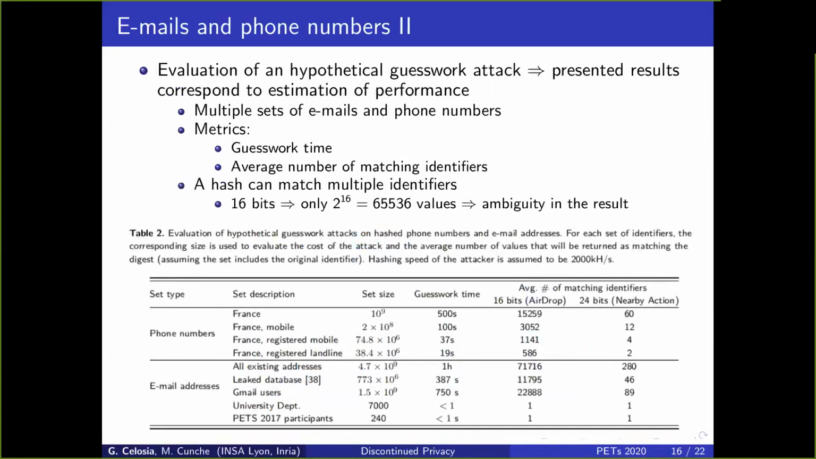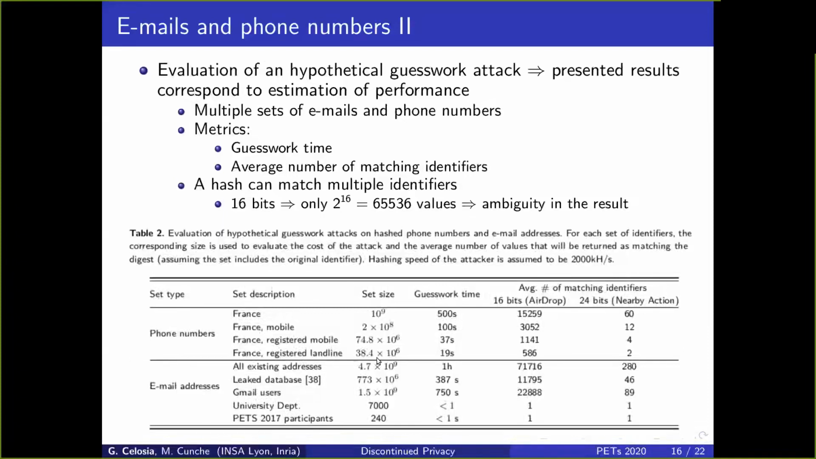So to evaluate such an attack, we evaluate a hypothetical guesswork attack. The presented results here correspond to an estimation of performance. For this attack, we leverage multiple sets of phone numbers and emails. And we also leverage two metrics. The first is the guesswork time, and the second is the average number of matching identifiers. We also point out that a hash can match multiple identifiers. So for instance, when a hash is 16 bytes long, such as the hash emitted by the AirDrop protocol, we can have ambiguity in the result.